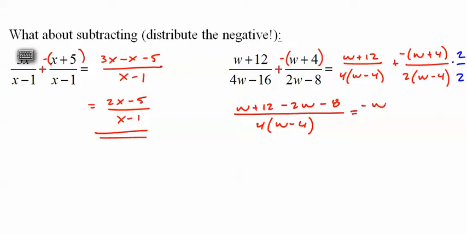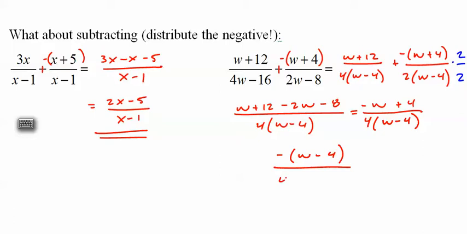W minus 2w is negative w. 12 minus 8 is 4, over 4w minus 4. And a lot of people look at that and think they're done. Well, there's a trick. I'm going to show you the trick again in a few minutes. We can factor out a negative on top. If we factor out a negative on top, we end up with 4 minus w over 4w minus 4. The final answer will be negative 1/4.